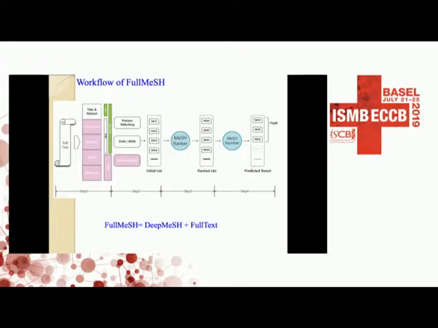The basic idea of FullMeSH is that we use the same framework as MeSHLabeler or DeepMeSH, but we consider the full text. Given a full text article, we try to segment it into different sections, such as the title, abstract, introduction, method, result, discussion, or conclusion. And for the text, we use different types of representation.